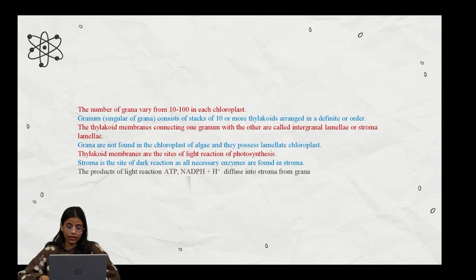Then if we talk about the number of grana, it varies from 10 to 100 in each chloroplast, and a granum consists of a stack of 10 or more thylakoids arranged in a definite order. The thylakoid membranes connecting one granum with another are called intergranal lamellae or stroma lamellae. Grana are not found in the chloroplasts of algae, and they possess lamellate chloroplasts. Thylakoid membranes are the site of the light reaction of photosynthesis. The products of the light reaction, ATP and NADPH plus H plus, diffuse into the stroma from the grana.